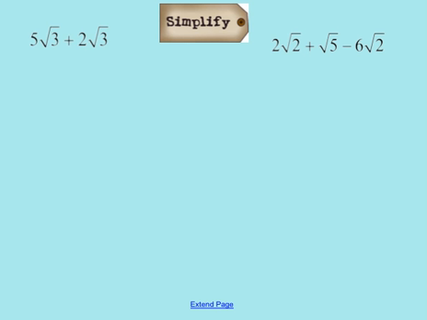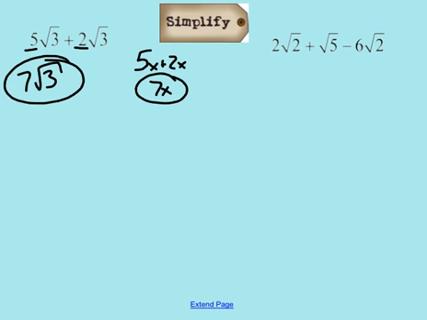So if I move forward, 5 square root of 3, 2 square root of 3. In theory, if I did this off to the side, 5x plus 2x, you used to tell me was 7x. This is the same thing. 5 and 2 still add to 7. 7 square root 3 is the final answer.